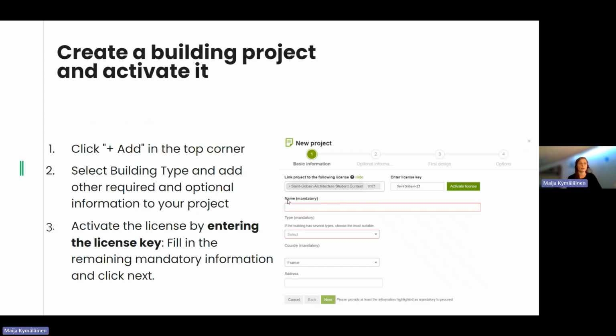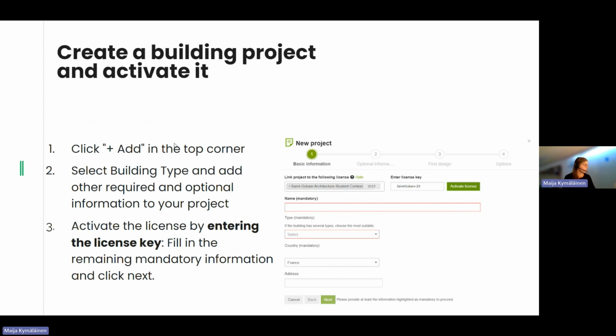And then what you do is create a building project and then activate it. This happens from this new project activation, as we saw on Monday. If you did not attend on Monday and you want to check this out again, just go through the recording and it will show you how to do this. And remember to enter the license key here as well.